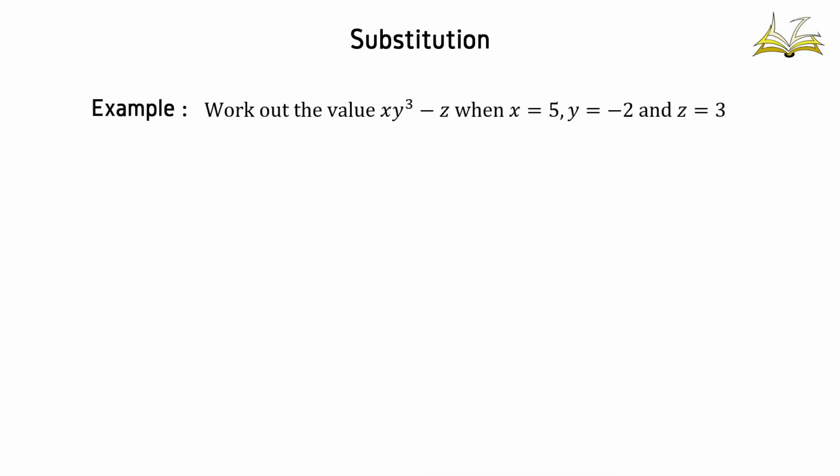Substitution is pretty much putting numbers into an equation or formula in order to get the answer. And we kind of did that just previously with that example I gave for the area of a triangle. Okay, so let's take a look. So here's an example. Work out the value of xy cubed minus z when x is 5, y is minus 2, and z is 3. So this again is fairly straightforward. We're given this expression xy cubed minus z, right?